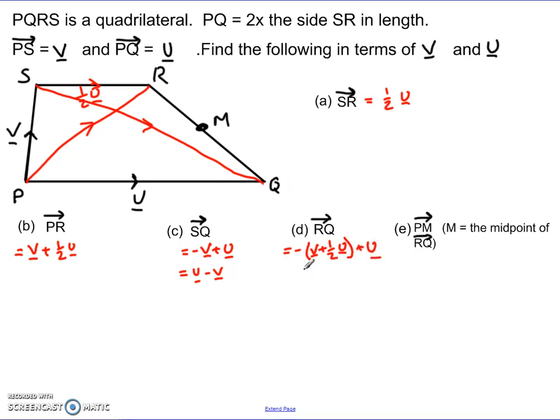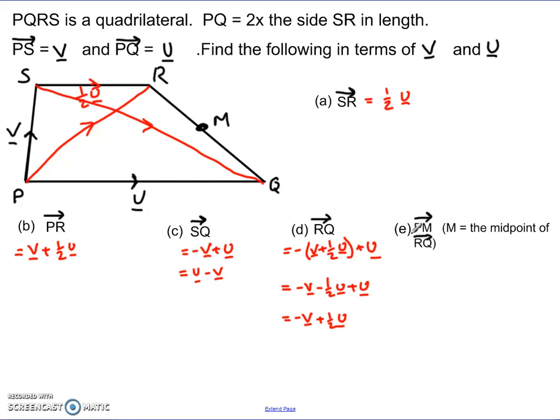So now I've got the general way, I've got to simplify it all. Multiply out this bracket and I get negative V minus a half U plus U. Simplify it, and what I end up getting is negative V plus a half U. That there's my vector journey from R to Q.